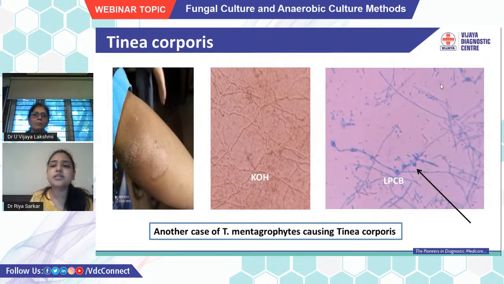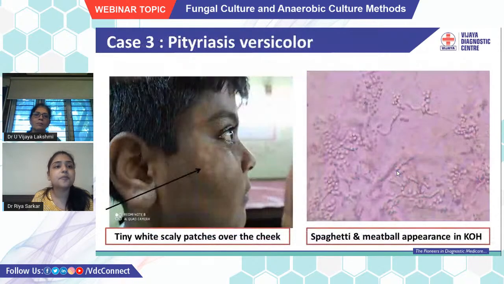I can show you another case of Trichophyton mentagrophytes causing Tinea corporis, where you can see abundant fungal elements present under KOH, and also in the LPCB, we can see clusters of microconidia borne laterally on the hyphae, along with the presence of intercalary chlamydospores, again classically suggesting Trichophyton mentagrophytes.